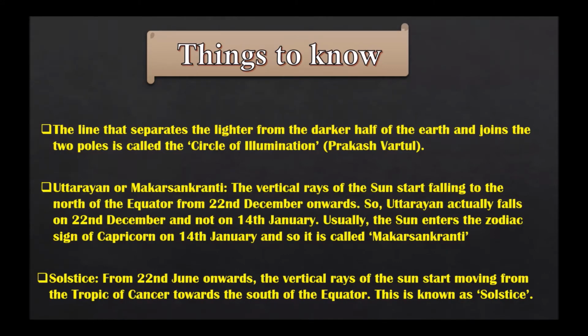Uttarayan or Makar Sankranti. The vertical rays of the sun start falling to the north of the equator from 22nd December onwards. So Uttarayan actually falls on 22nd December and not on 14th January. Usually the sun enters the zodiac sign of Capricorn on 14th January, and so it is called Makar Sankranti.